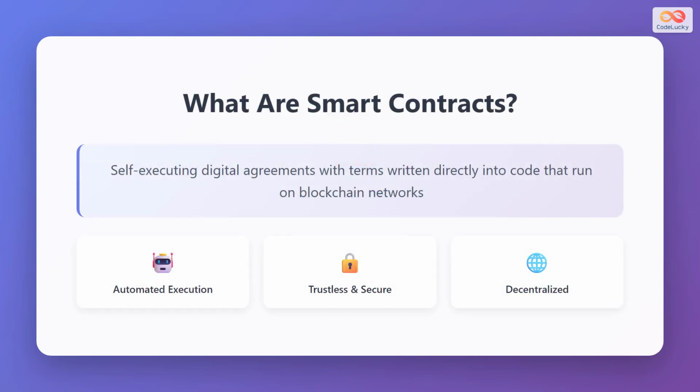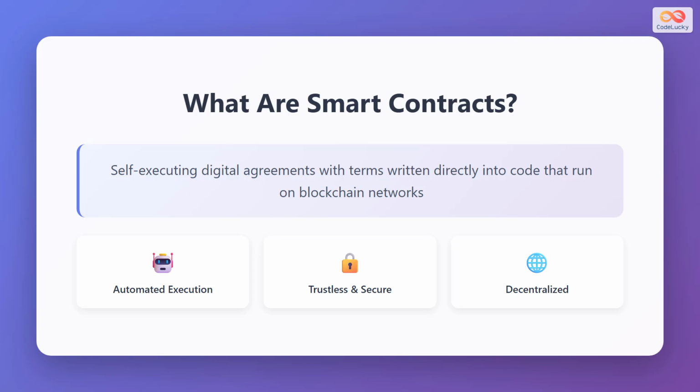Smart contracts are self-executing digital agreements with terms written directly into code that run on blockchain networks. Think of them as programs that automatically carry out actions when specific conditions are met, similar to a vending machine that dispenses a product when you insert the correct amount of money.